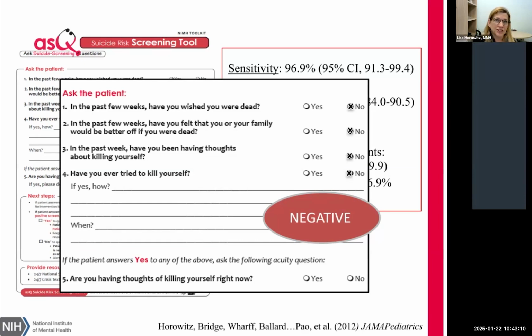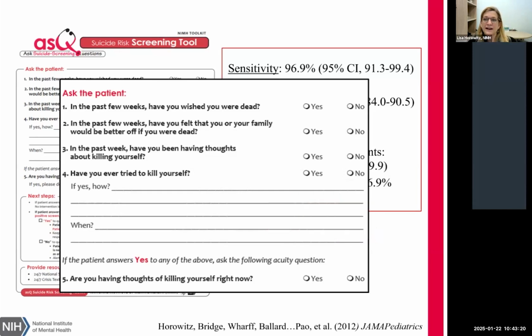If I was telling you that 97 of the patients are going to screen positive, that'd be a different story, but somewhere in the 90% is going to screen negative. Now, you are going to be prepared for those positive screens, and that can be a yes to one or more. And then you ask the fifth question, right? If someone's negative, you don't ask the fifth question. If someone's positive, you say, are you having thoughts of killing yourself right now?